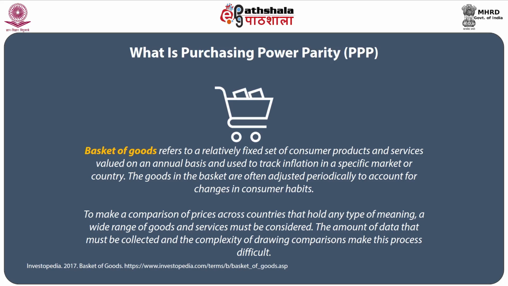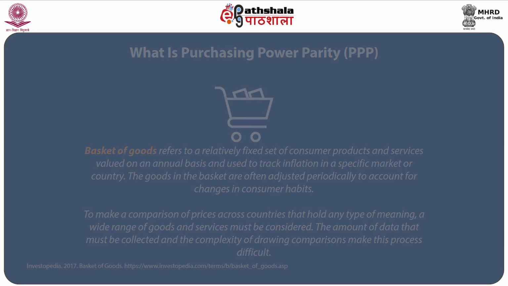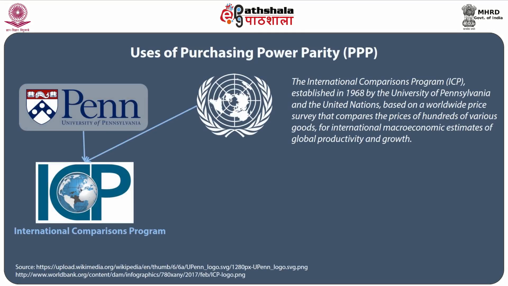To make a comparison of prices across countries that holds any type of meaning, a wide range of goods and services must be considered. The amount of data that must be collected and the complexity of drawing comparisons make this process difficult. To facilitate this, the International Comparison Program, ICP, was established in 1968 by the University of Pennsylvania and the United Nations. The purchasing power parities generated by the ICP are based on a worldwide price survey that compares the price of hundreds of various goods. This data in turn helps international macroeconomists come up with estimates of global productivity and growth.